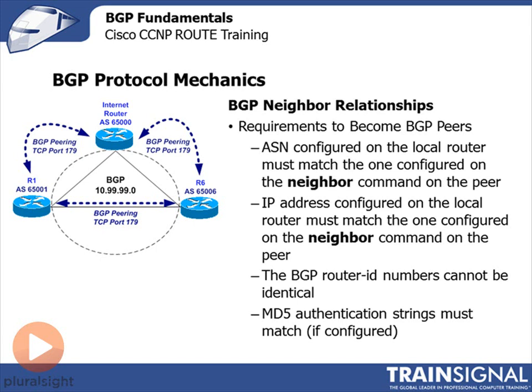On router 6, it's the opposite. It's router bgp 65006 and then neighbor 10.99.99.1, remote-as 65001.